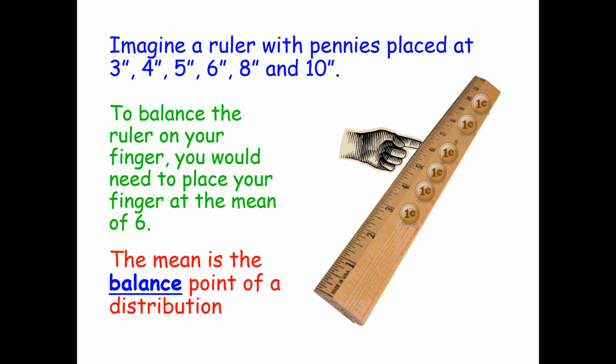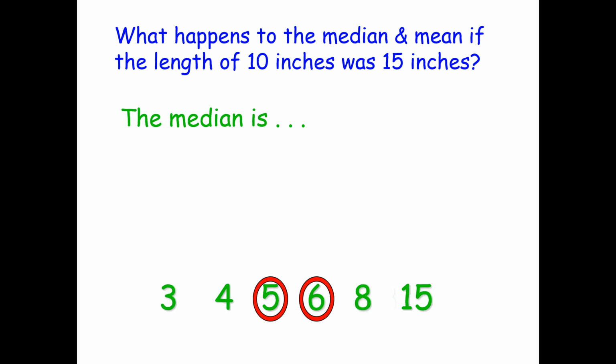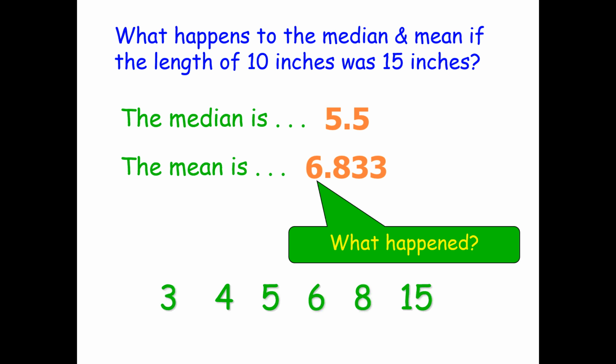Well, let's say that we take those values, and we replace the 10 with a 15. What do you think will happen to the median and the mean if we do that? For this data set, the median is going to be 5.5. And the mean is going to be 6.833. What happened to that value? What happened to our mean value? That's right, it went up.